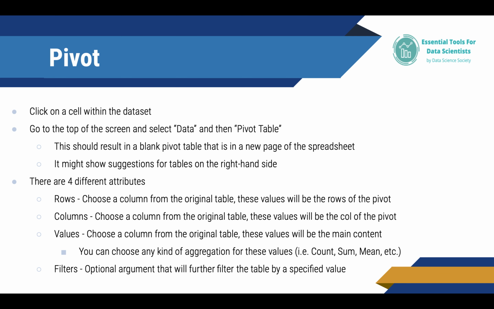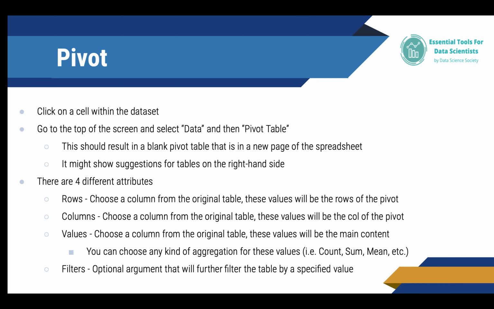So the basic process of creating a pivot table in Excel is you just want to click on any cell within the data set, go to the top of the screen, select data, and then pivot table. So this creates just a blank pivot table canvas. It's in a new page of the spreadsheet, and it might show some suggestions on the right-hand side. So let's get into a demo, and let's do that right now.